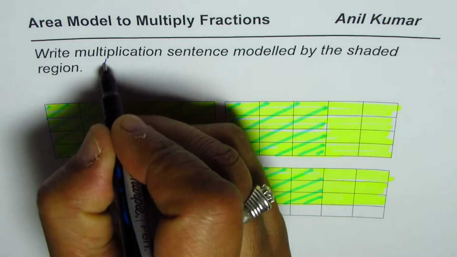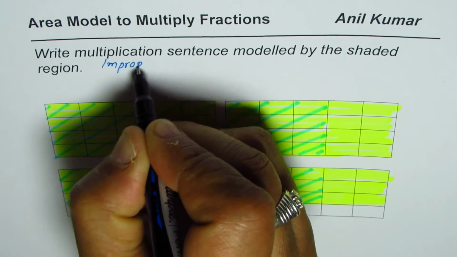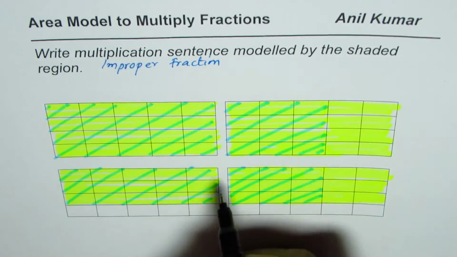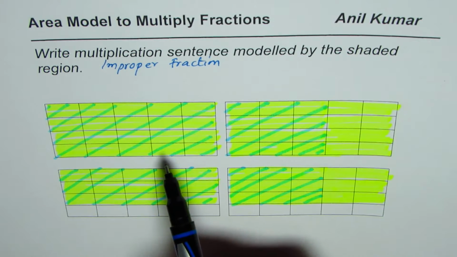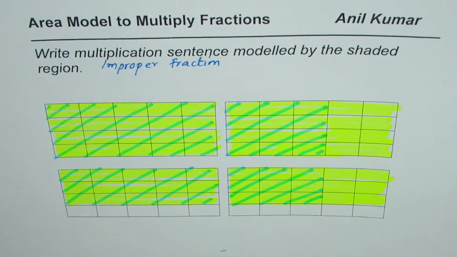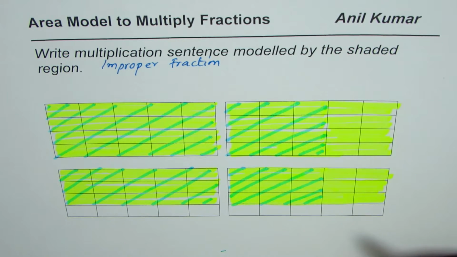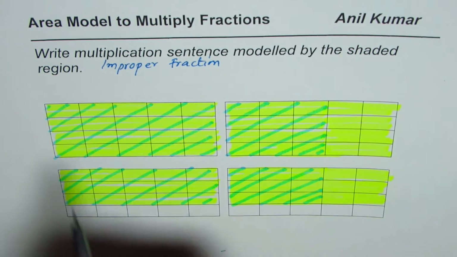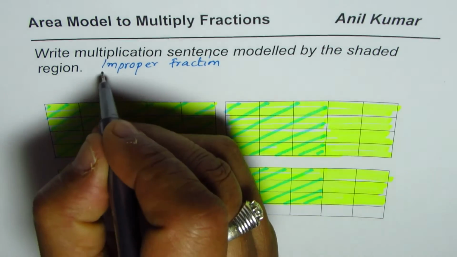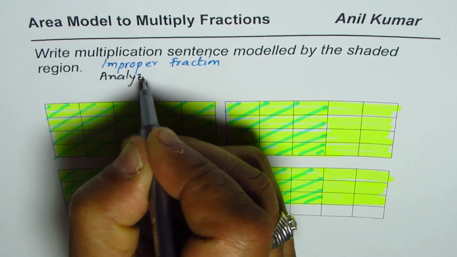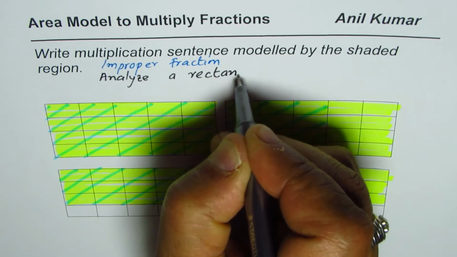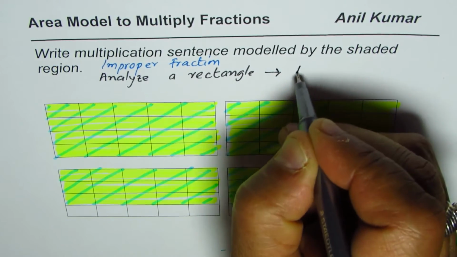So this is a case of improper fractions. How did we find it? Since the product of rows and columns will give you the area, and we have more than one rectangle, correct? Now to find these two improper fractions, what can we do? We'll analyze only one rectangle to find the denominators.